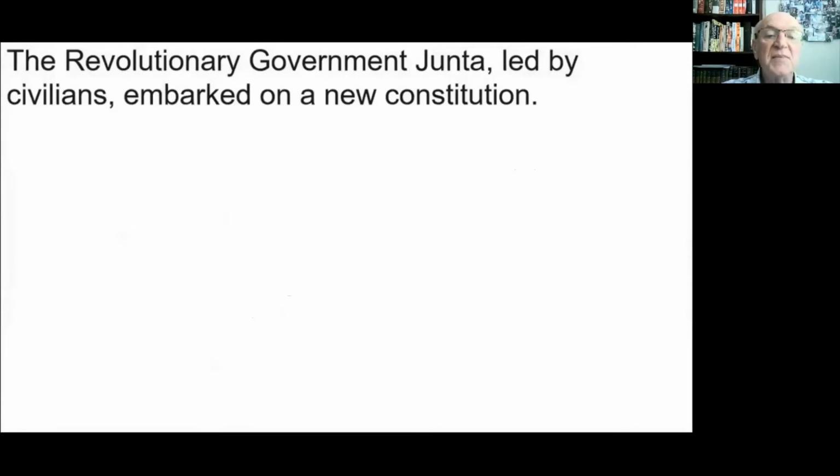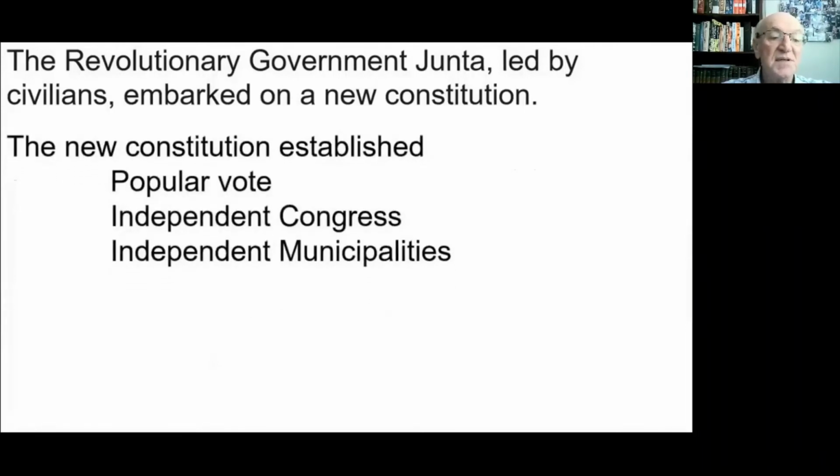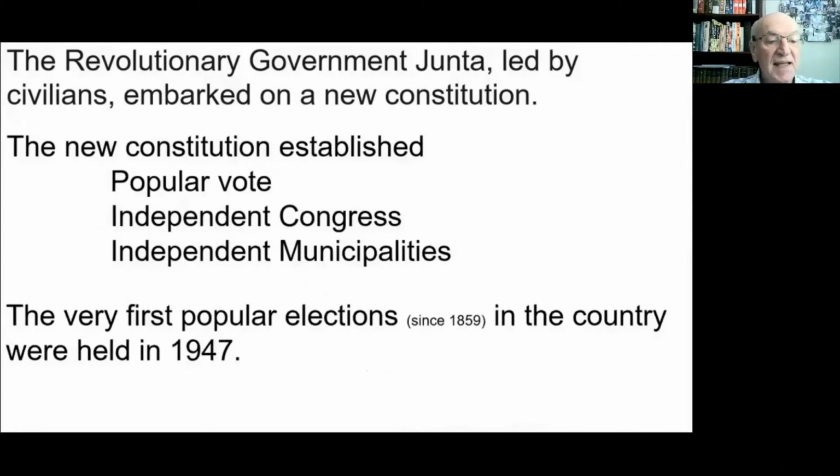The revolutionary government junta, led by civilians, wrote a new constitution. The new constitution established popular vote. Finally, after 1859, independent Congress. Well, this is a novelty. Independent municipalities, another novelty. So they finished their work and they called for elections. And the very first popular elections since 1859 in the country were held in 1947.